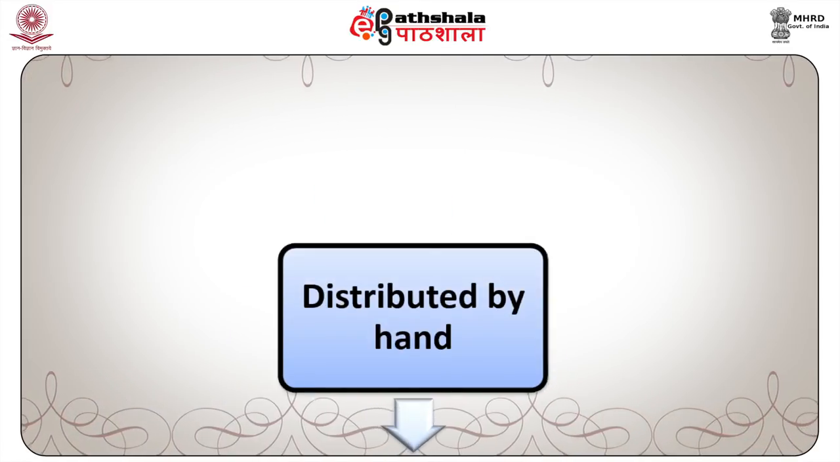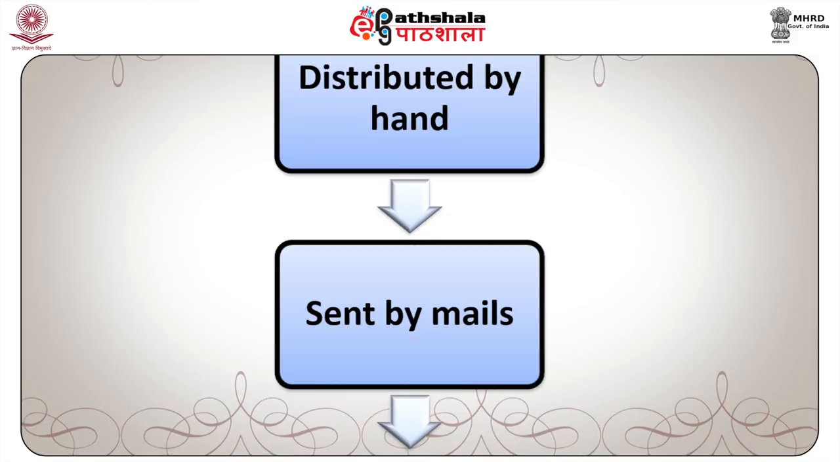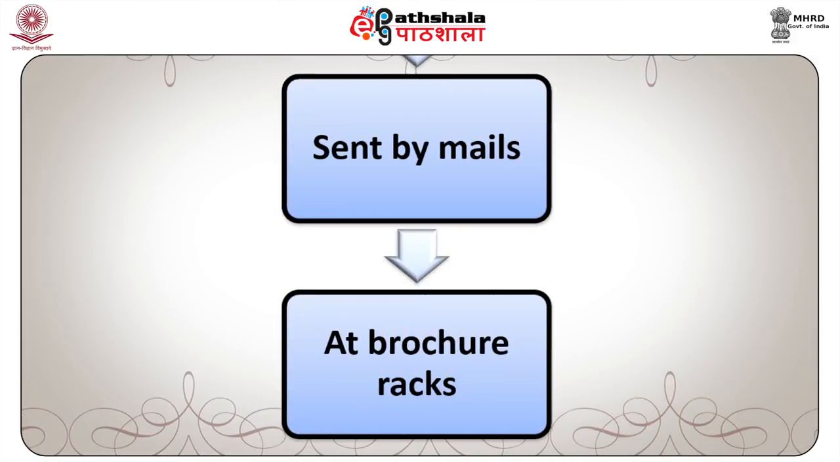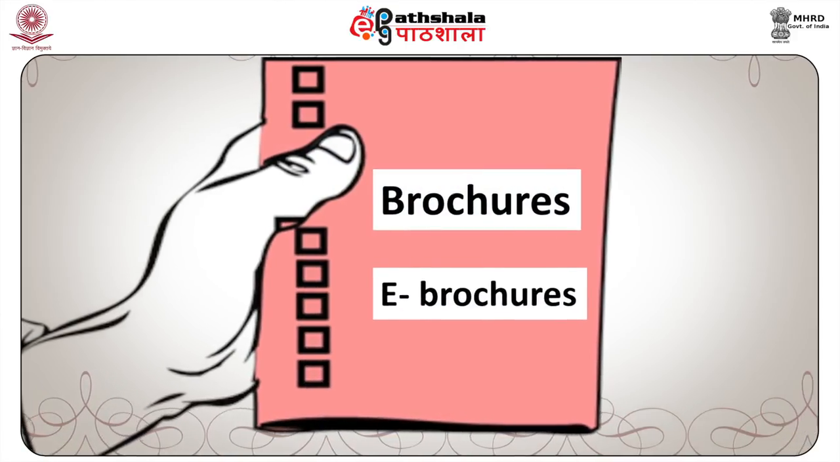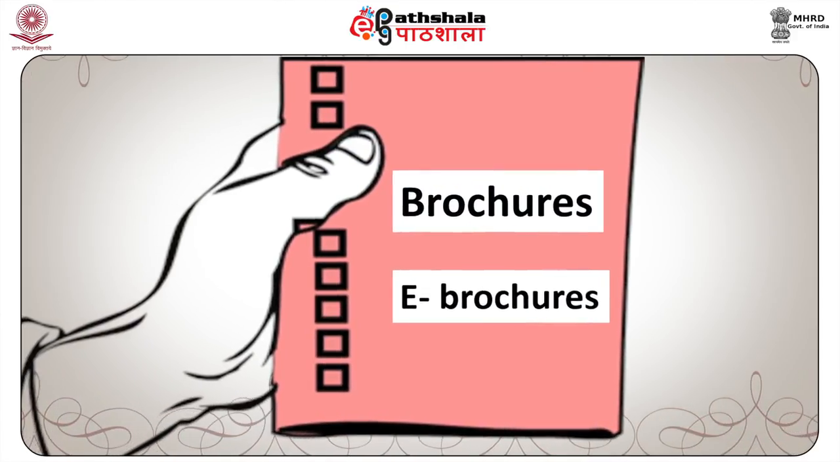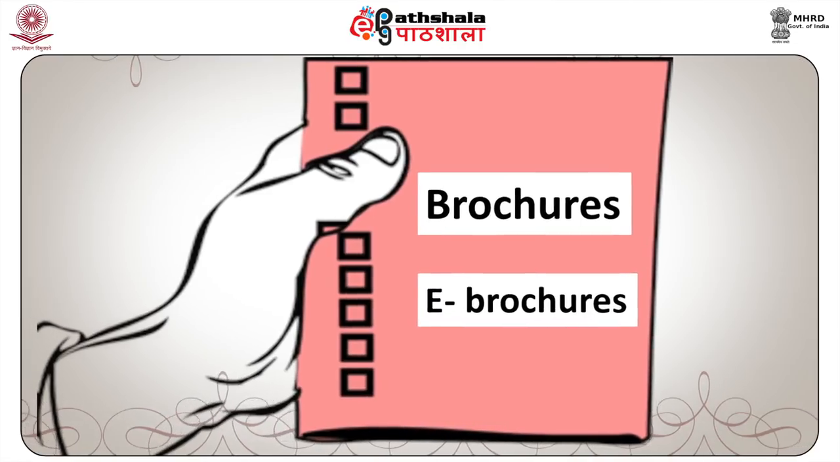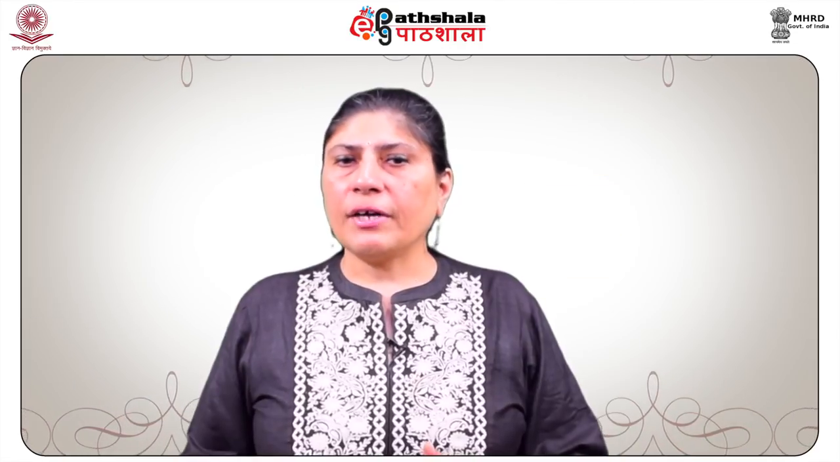They are mostly distributed by hand or even sent by mail, or you may find them at brochure racks as well. Brochures are now available in electronic format and called e-brochures. These have an added benefit of having unlimited distribution and cost saving when compared to the traditional paper brochures.